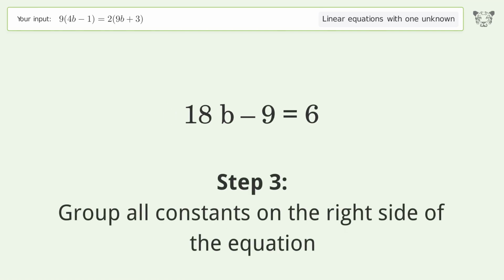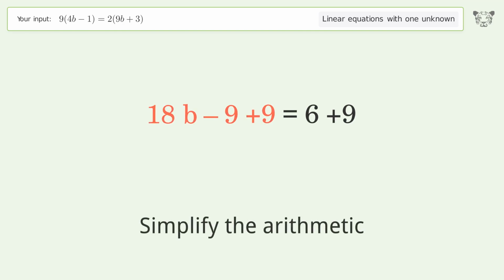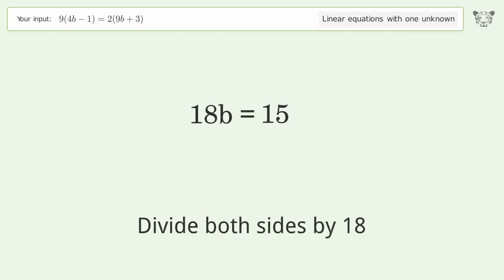Group all constants on the right side of the equation. Add 9 to both sides. Simplify the arithmetic. Isolate the b. Divide both sides by 18.